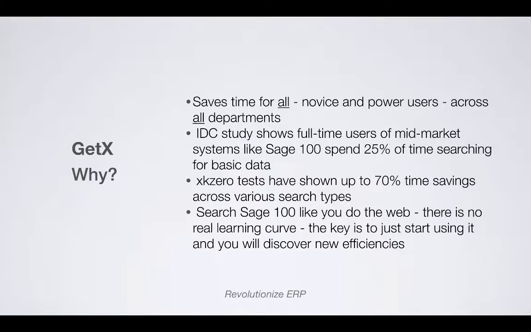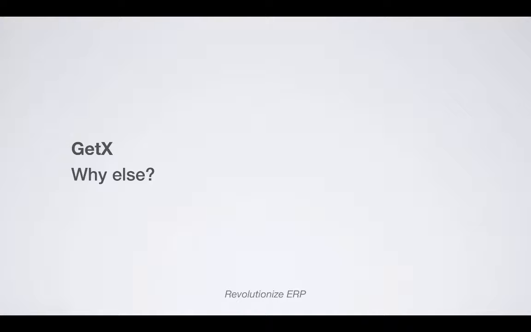And another thing about Sage 100, everybody already knows about GetX. Everyone already knows how to use Google. Everybody, including your 5-year-old at home, knows how to use Google to do a search, right? So think of it in your business. There's no real learning curve to this. The key with getting the benefit from a global search of GetX is you just start using it. You'll discover those new efficiencies. And I'm going to show you some examples of that here in just a minute when we do a live demo.